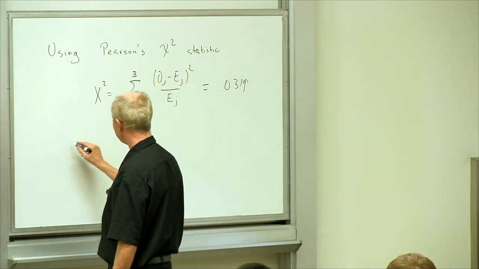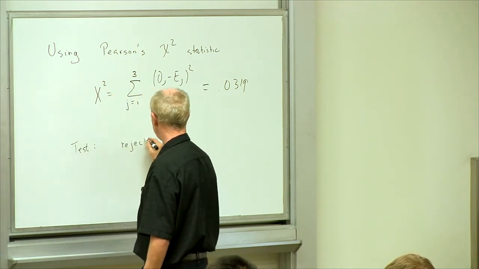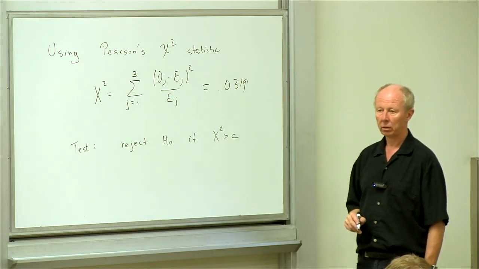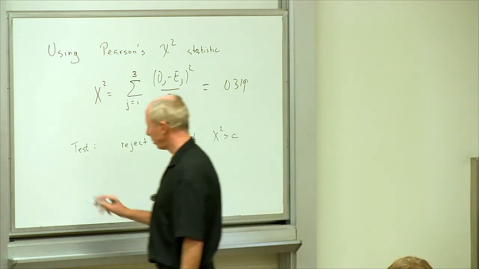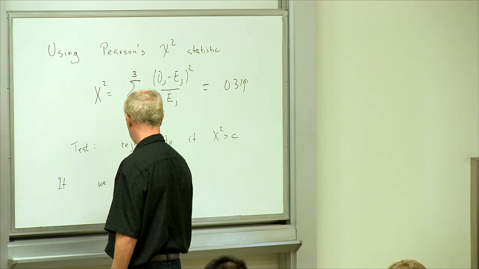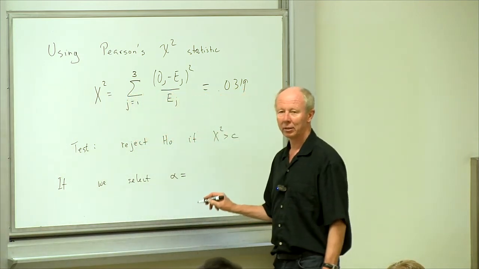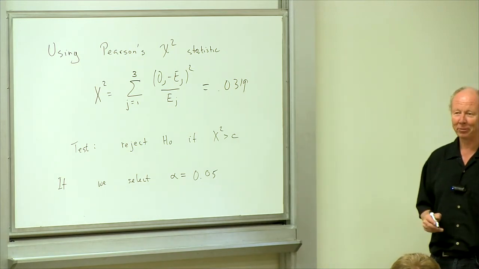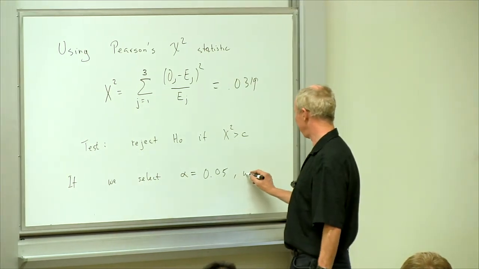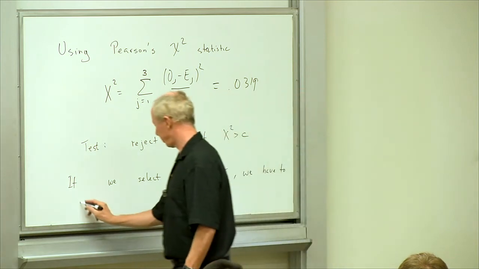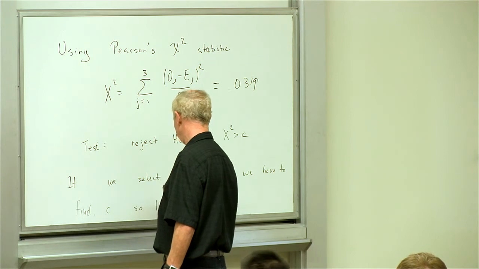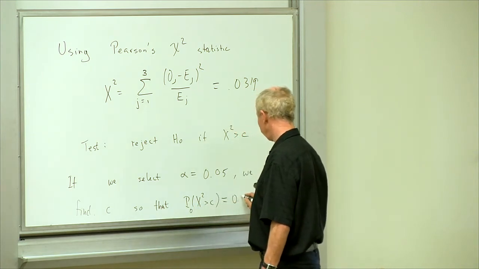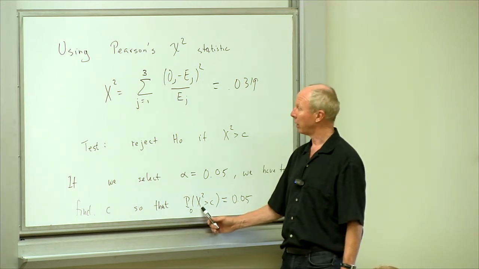So this test might be: reject H0 if X squared is bigger than some level c. Okay. So if we have a desired significance level, well, what significance level would you like? Pardon? 5%? Okay, you're a statistician already. According to the book, that's the traditional choice. We'd have to find c so that the probability that X squared is bigger than c, assuming the null hypothesis, would be 0.05. But under the null hypothesis, this is chi-squared with how many degrees of freedom?